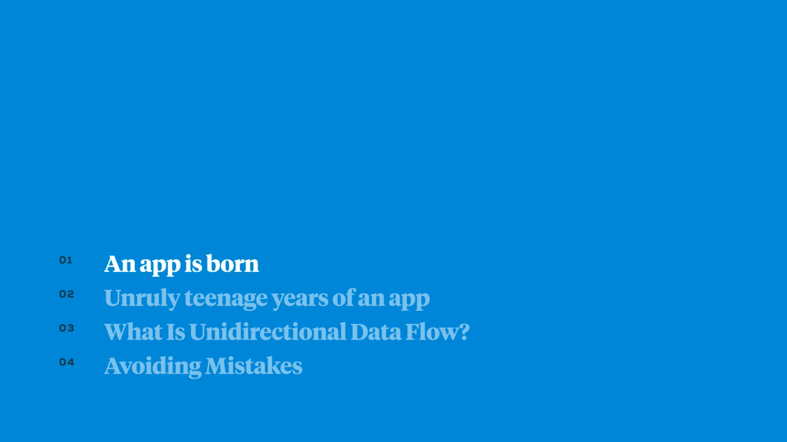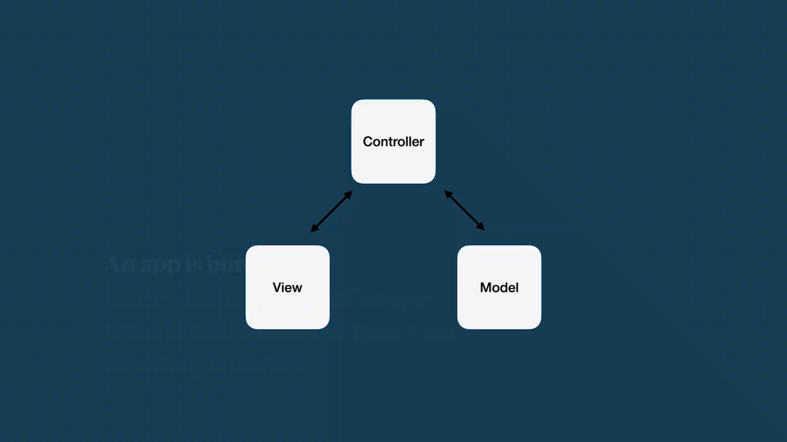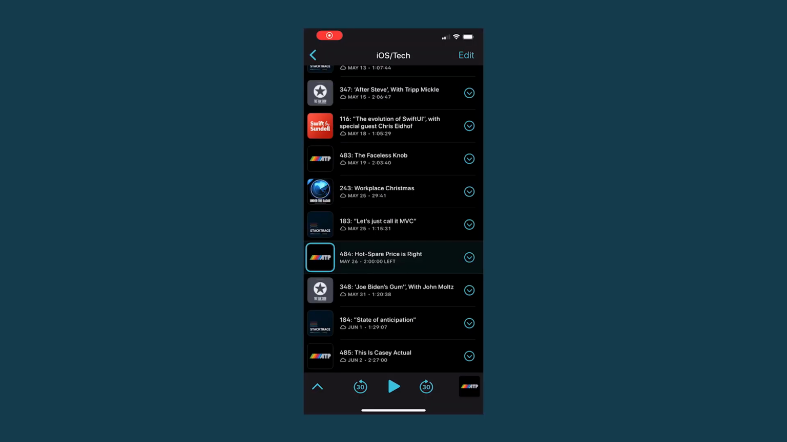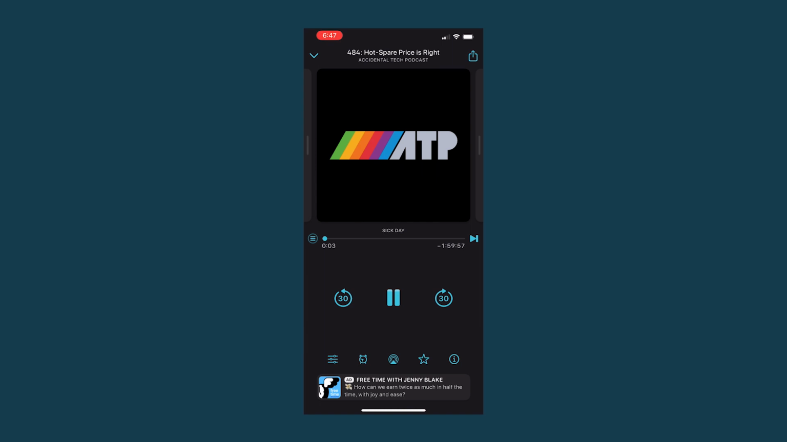Let's start by taking a look at how an app comes into the world. This is how the humble app begins. In Silicon Valley lore, there's a hacker genius who has a brilliant idea for an app. To grow the app, all you have to do is add more instances of the model view controller pattern. Let's take a look at a concrete example to get an idea of what this might look like in an app. This is the Overcast podcast player.